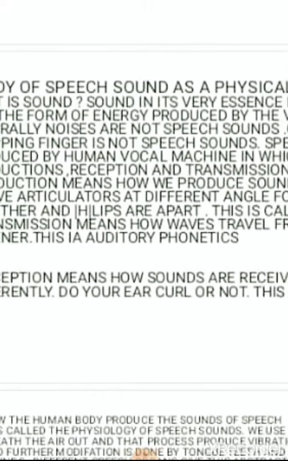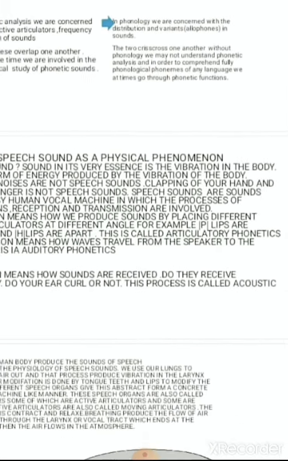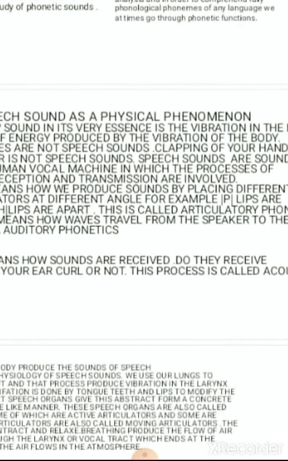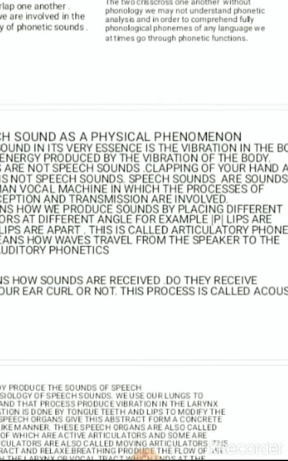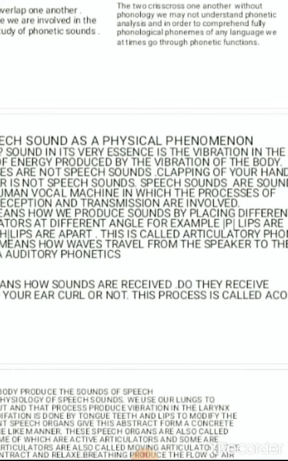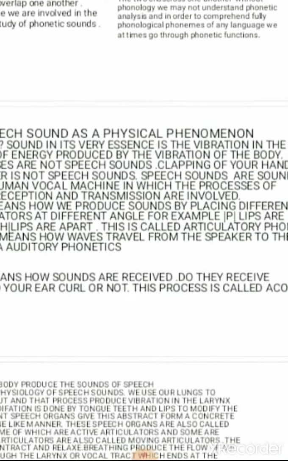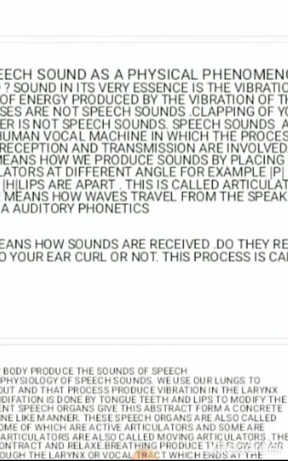So what is sound? Sound in its very essence is the vibration in the body. When we breathe, we take in a certain amount of air. This air goes into the lungs, and when we take in the breath in order to produce a sound, we then try to release it. During this release of air, it flows out with certain vibration, and this vibration in its essence is sound. It is the form of energy produced by the vibration of the body.